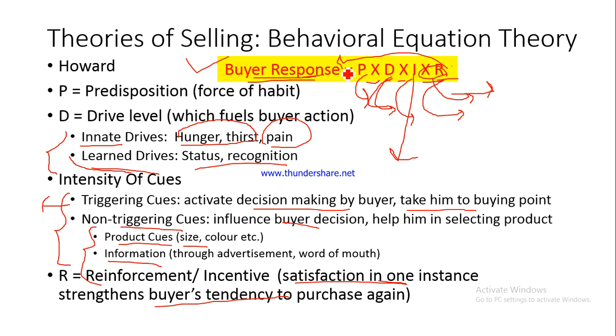So I hope I was able to make this equation clear to you. So thank you very much for your time. Now that we have wrapped up the various theories of selling, we have discussed 4 theories. We will basically be moving over to the sales process in the next session. Thank you very much for your time.